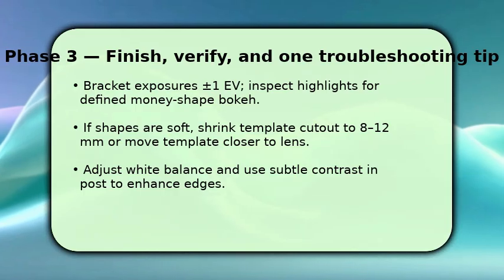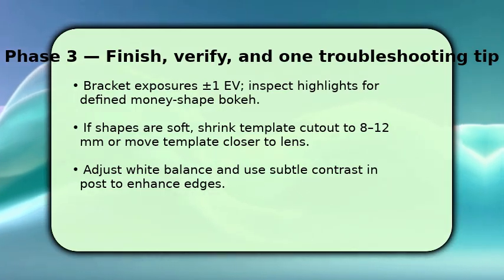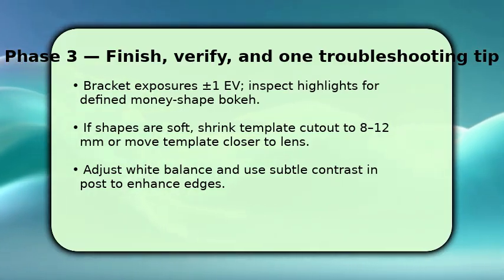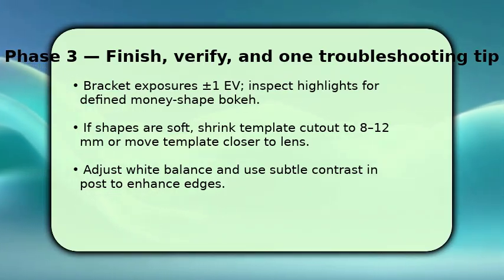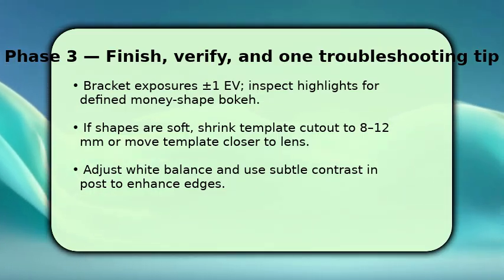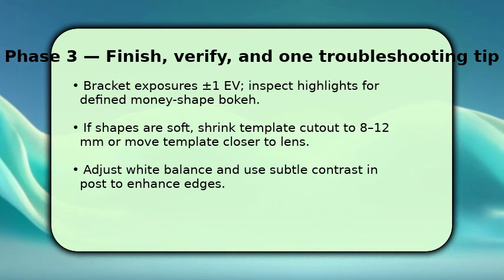Inspect the highlights for a clear money-shaped silhouette. If the shapes look soft or circular, make 2 fixes. Shrink the cutout to about 8-12 mm or move the template slightly closer to the lens because sharper templates and closer placement yield crisper silhouettes. Make sure to tweak white balance and contrast. Post-processing can tidy edges but cannot replace a misaligned aperture.